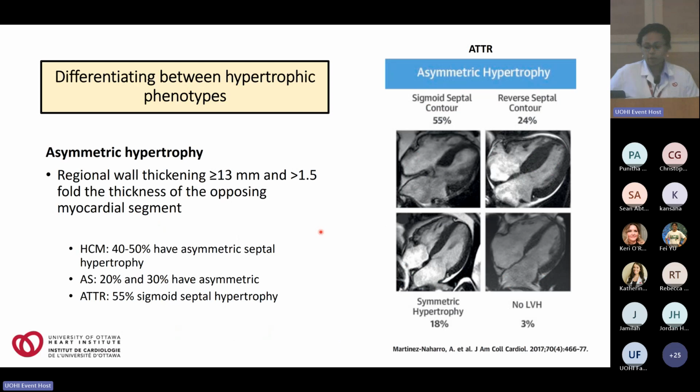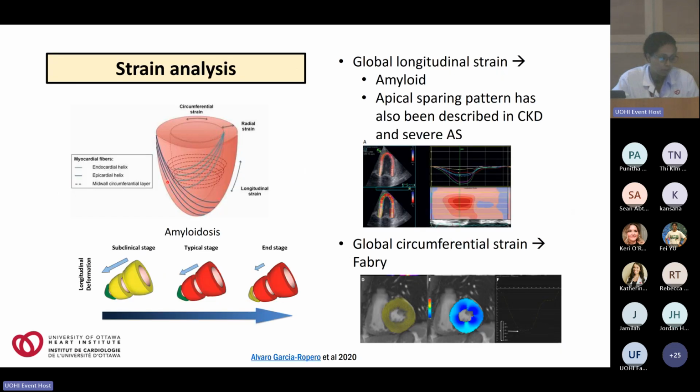Looking at what can help us to differentiate between these different phenotypes, we commonly hear asymmetry as one clue, but this is to show that this is very variable. Even with HCM, only 50% have asymmetric hypertrophy. With aortic stenosis, we may expect them to have symmetric hypertrophy, but some of them don't. ATTR is usually septal hypertrophy sometimes. AL can be concentric with symmetric hypertrophy. So it's not a very robust method to differentiate among these different etiologies.